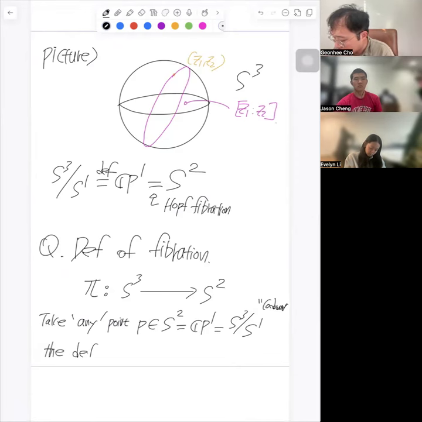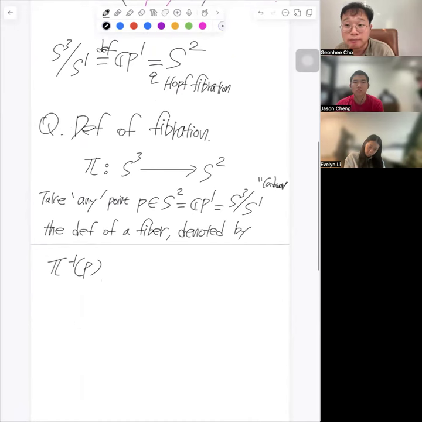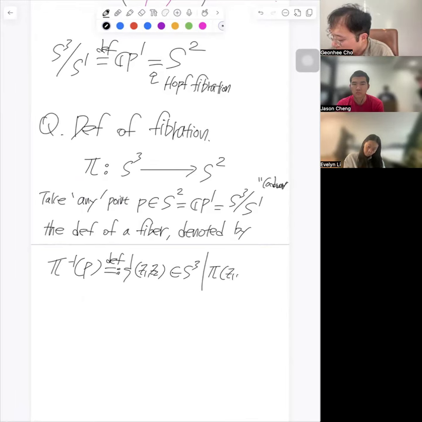Then the definition of a fiber, denoted by pi inverse of p. This is a common notation in mathematics. It is defined as the collection of elements in S3 satisfying pi of Z1, Z2 equals P. Of course, the Z1, Z2 pair is the element itself.